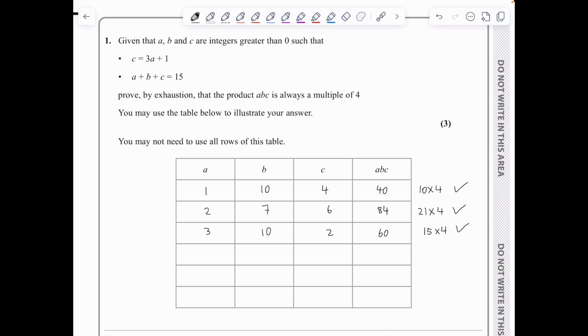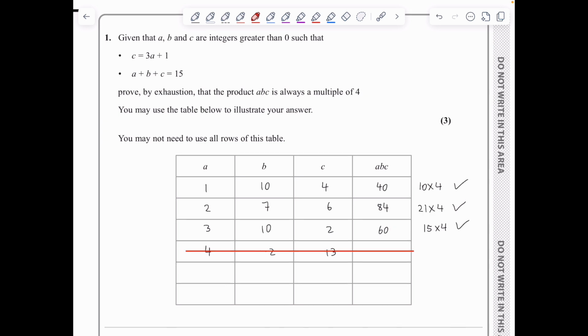And then if I consider a to be 4, this makes c 13, which makes b negative 2, which violates the fact that the three integers should be greater than 0. So I need to cross this out to show that this is not a valid solution.